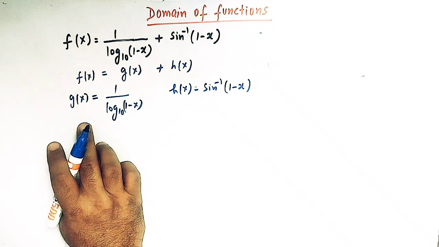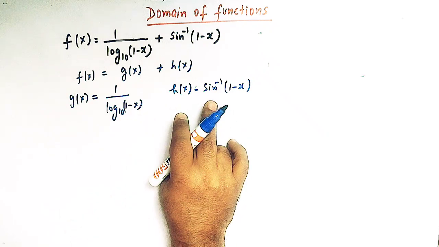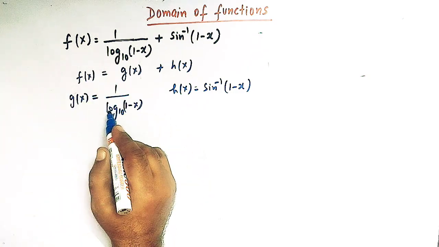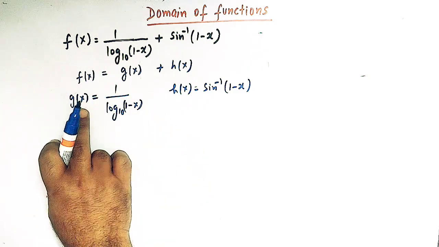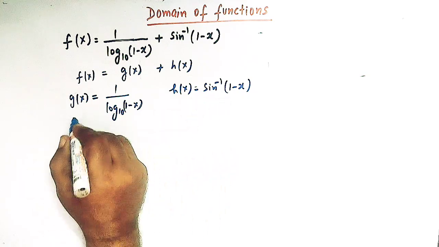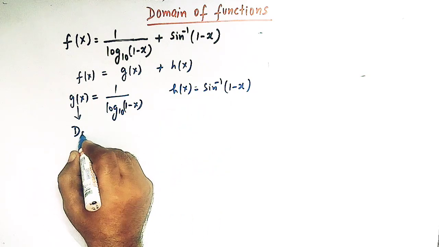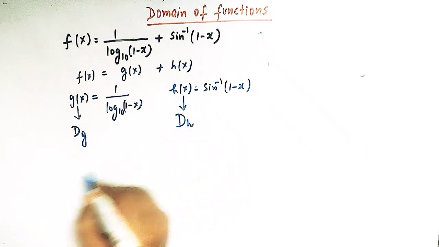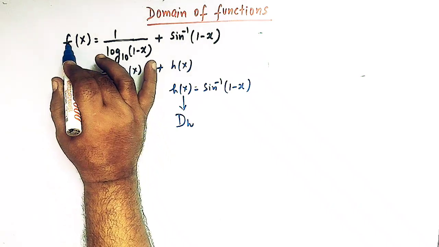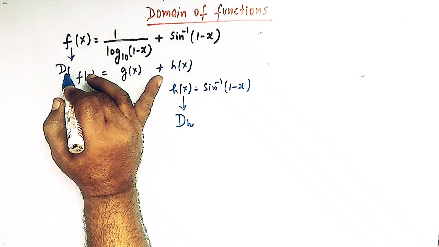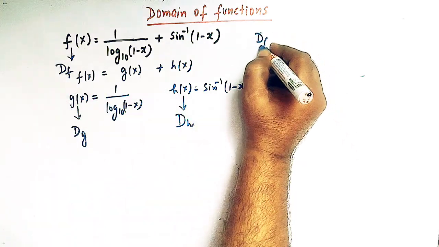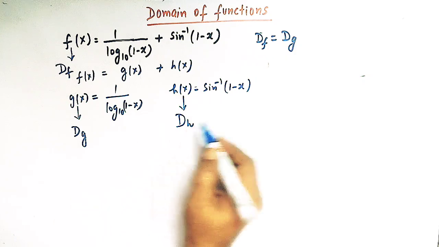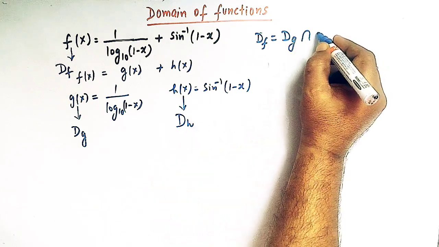So we'll separately find out the domain of these two functions, and the domain of this function f of x is the intersection of the domains of these two functions. So let us take the domain of this function as dg, and here the domain of this function as dh, right? And if the domain of this function f of x is taken as df, then the domain df is given by the intersection of these two sets, that is dg intersection dh.